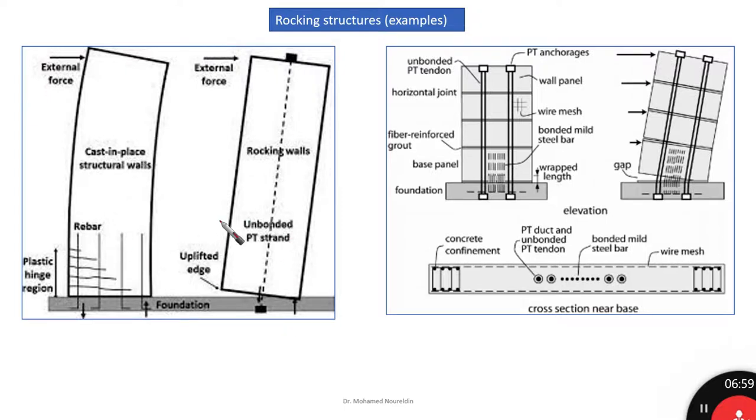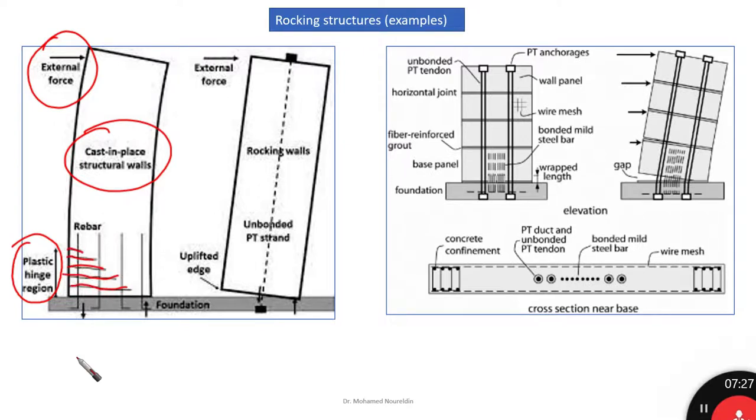This is a comparison between two cases here. A case where we have a building that is a cast in place structure wall. Commonly we are using dowels and rebars and so on. Whenever there is external force, we are expecting, as usual, that the plastic hinge region is going to be formed at the bottom of the wall, and we are going to have cracks, shear cracks, as you can see here, right?